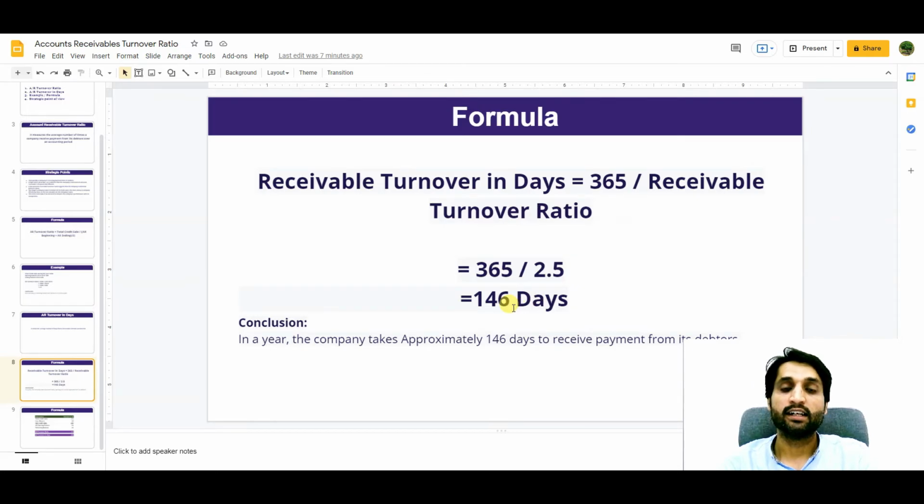So it means 146 days it takes to receive the payments from our clients in a year. So after 146 days we are receiving payment from our client. It is a very bad ratio.